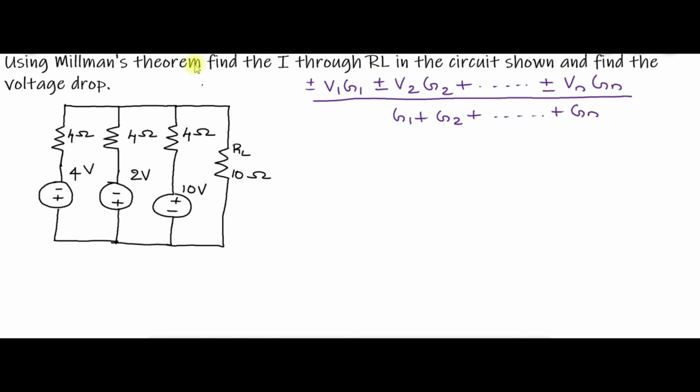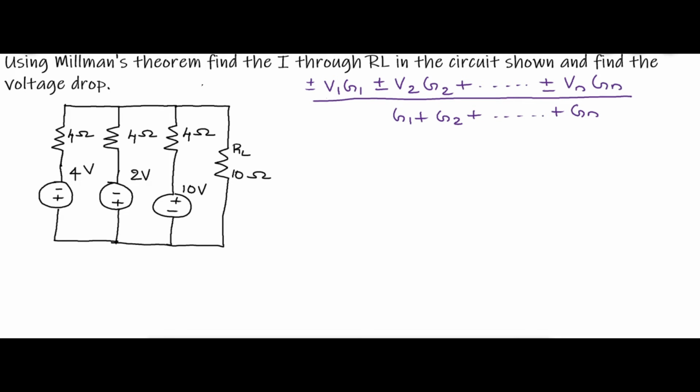First question. Using Millman's theorem, find the current through RL in the circuit shown and find the voltage drop. So, Millman's theorem states that a number of voltage sources with the internal resistance can be replaced by an equivalent voltage source with a resistance and a load in series. So, the equation for Millman's theorem is plus or minus V1 G1 plus or minus V2 G2 plus up to plus or minus Vn Gn divided by G1 plus G2 plus up to Gn. So, here first you have to determine the voltage V. For that, you have to apply this equation and find out the value of V.